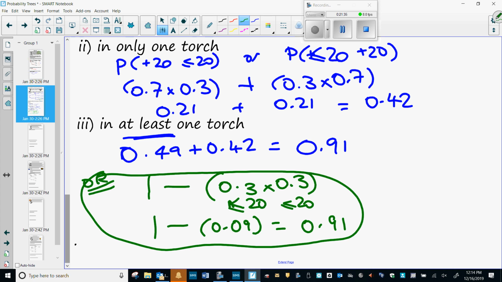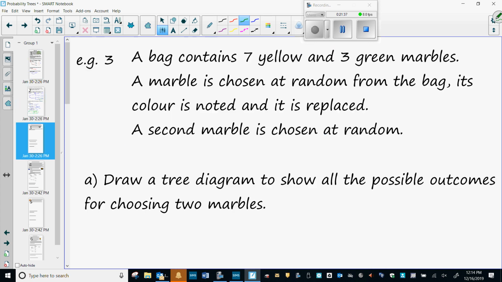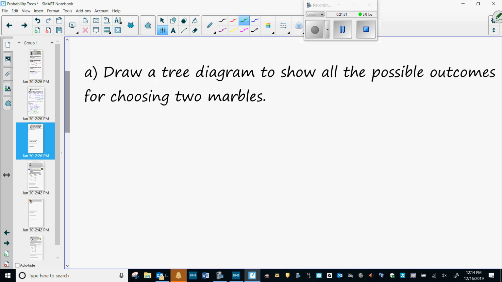Okay, let's continue. A bag contains 7 yellow and 3 green marbles. A marble is chosen at random from the bag, its colour is noted and it is replaced. A second marble is chosen at random. Draw a tree diagram to show the possible outcomes for choosing 2 marbles. So, what are my options when I'm going into this bag? Marble 1 and marble 2. Okay, so that's going to be my labels at the top, marble 1.